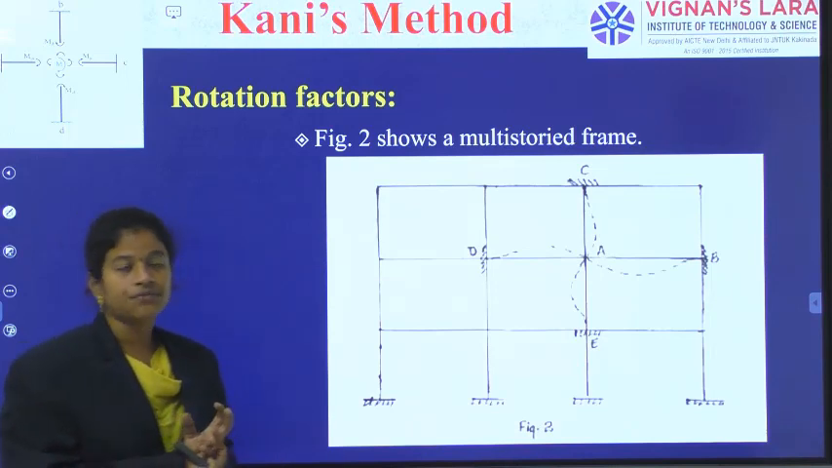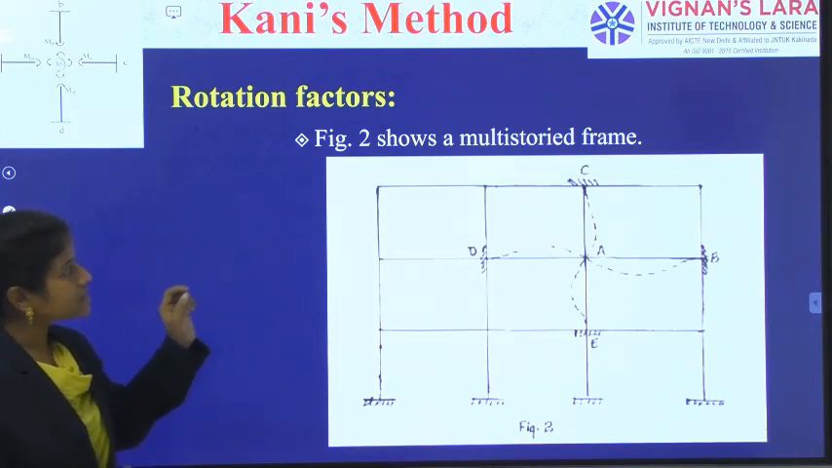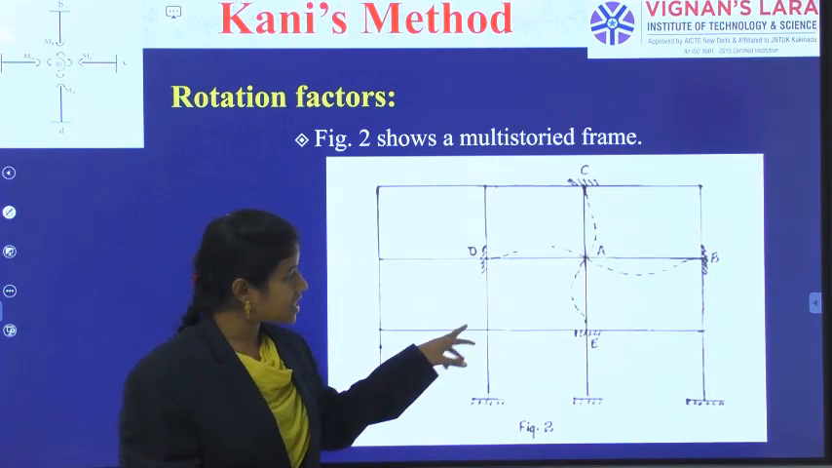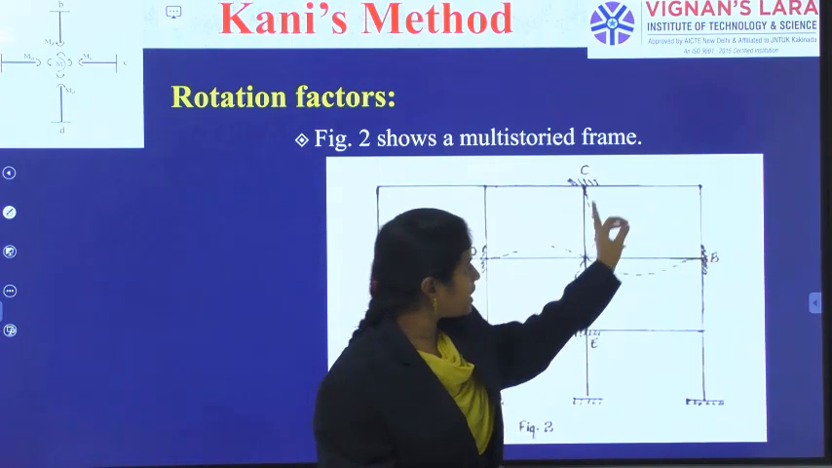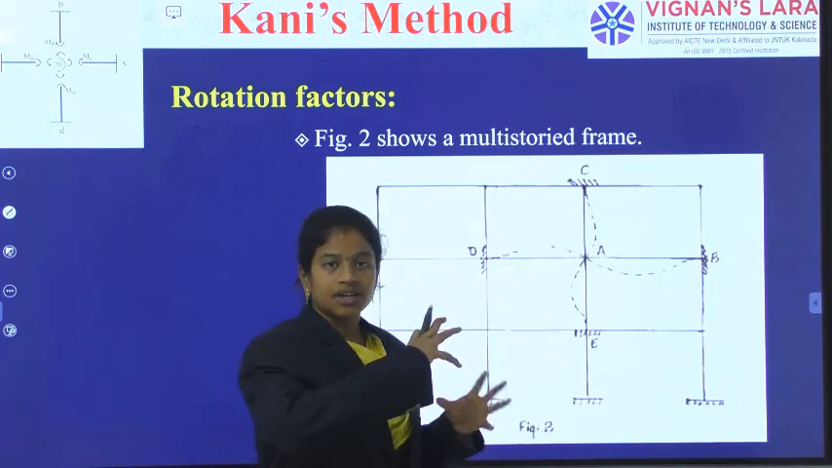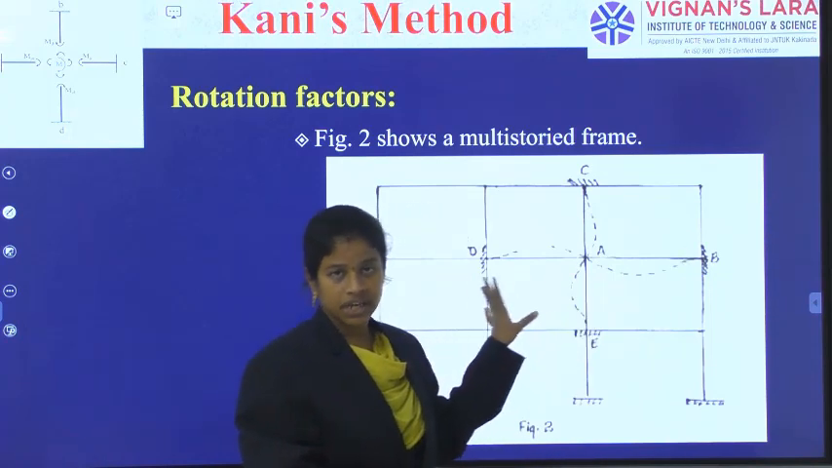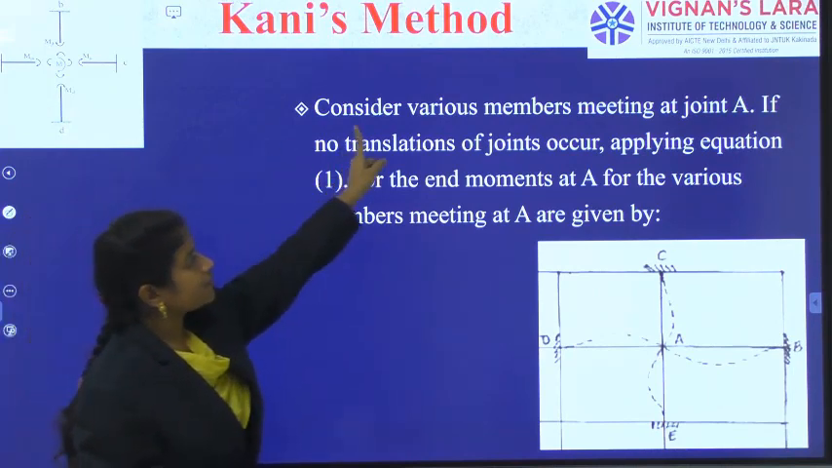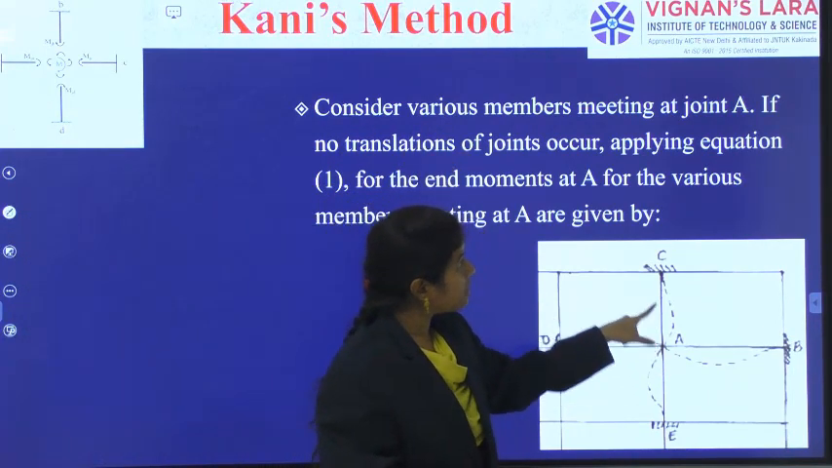If I am having a frame structure, then the rotation factor calculation follows. Now, I am considering a multi-storied frame. See here, a 3-story frame is there. In that I am considering a joint A, connected to joint B, joint C, joint D and joint E as shown, and as the rotation is there, there may be some rotations like this. Now, consider the various members meeting at joint A, only joint A I have considered.